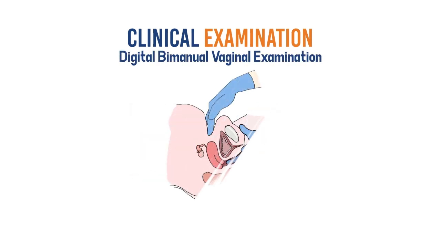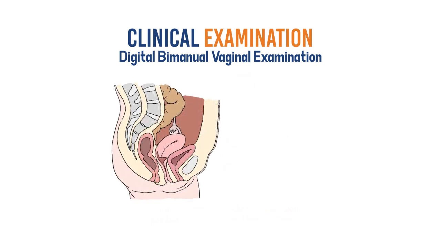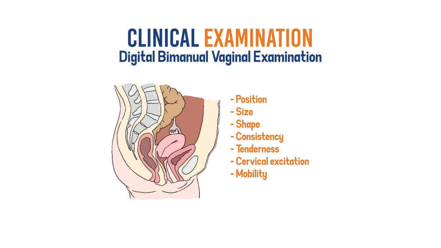Vaginal examination involves assessment of the uterus, cervix, and vaginal fornices. Bimanual palpation of the uterus allows for assessment of its size, shape, mobility, anteversion or retroversion position, tenderness, and consistency. The cervix normally points towards the posterior vaginal wall. Note the position, size, shape, consistency, tenderness, including cervical excitation, and mobility.